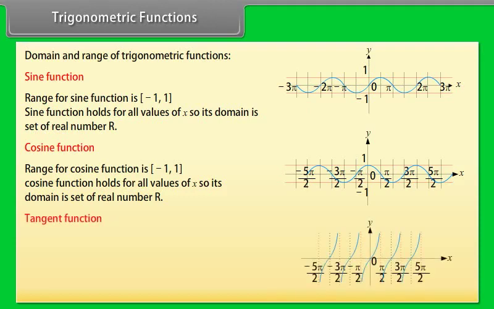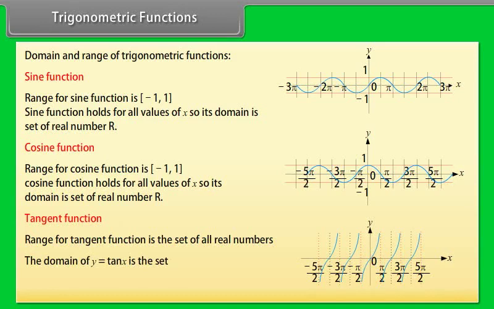Tangent function. Range for tangent function is the set of all real numbers. The domain of y equal to tan of x is the set of x belonging to real numbers, x not equal to (2n plus 1) into pi by 2, where n is any integer.